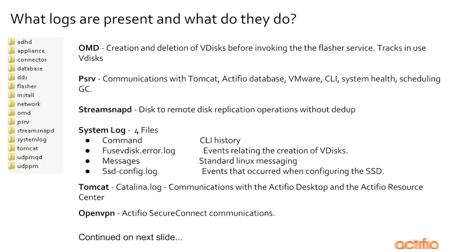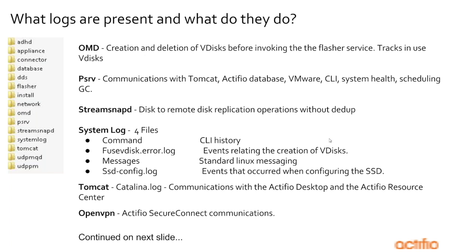Then we've got the StreamSnapD. This is disk to remote disk replication. Now, this is anytime we're going to send data across the wire without deduping it in the traditional remote dedupe fashion. System log, for you Unix fans or Linux fans, this will be a little bit more familiar to you.